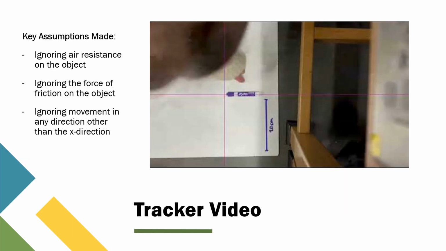Okay, and here is the video of my tracker simulation. Our key assumptions made: we ignored the air resistance on the object and any force of friction. We also ignored the movement in any direction other than the x direction.